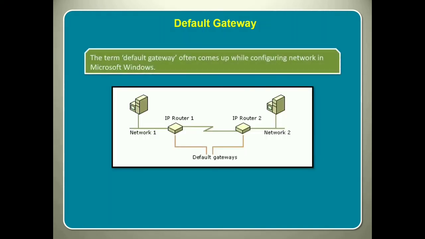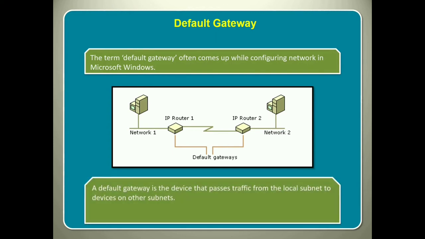You may have seen the term default gateway while configuring network in Microsoft Windows. A default gateway is the device that passes traffic from the local subnet to devices on other subnets. Although internal gateways for local networks also exist, default gateway often connects a local network to the Internet.